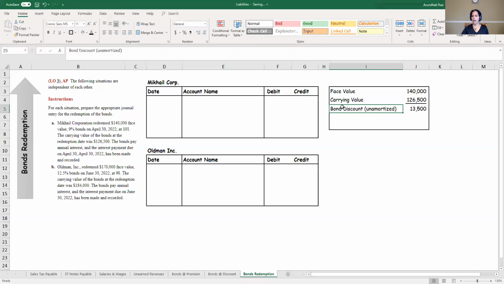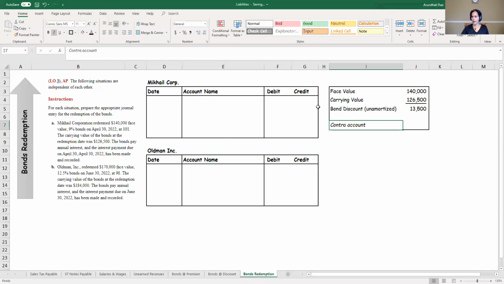Okay, so that means we have a discount in our books. The bonds were issued at less than face value. We had been amortizing the discount. And at this point of time, the unamortized amount is $13,500. Bond discount is a contra account. And we now need to close that account when we are paying off the liability.